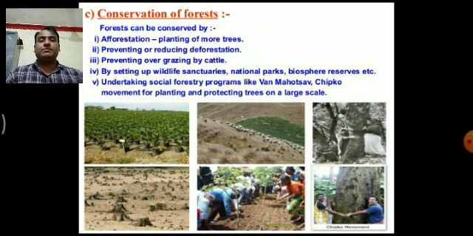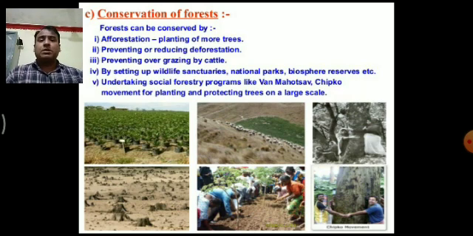In this lecture, we will discuss topics like conservation of forest, conservation of wildlife, and then the participation by local people to conserve the plants, to conserve the biodiversity, or to conserve the forest.